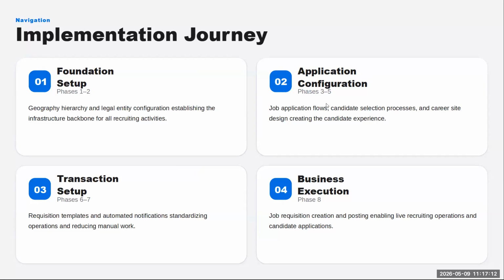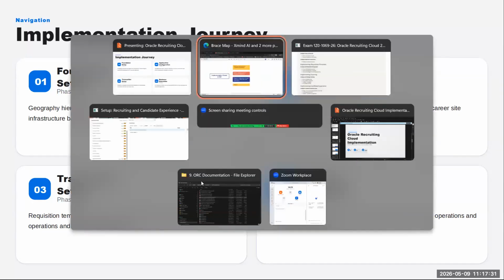Then phases 3, 4, and 5. What is phase 3? Configuration of job application flows, candidate selection process, and career site configurations. So these are the 3 phases. This is the actual backbone.